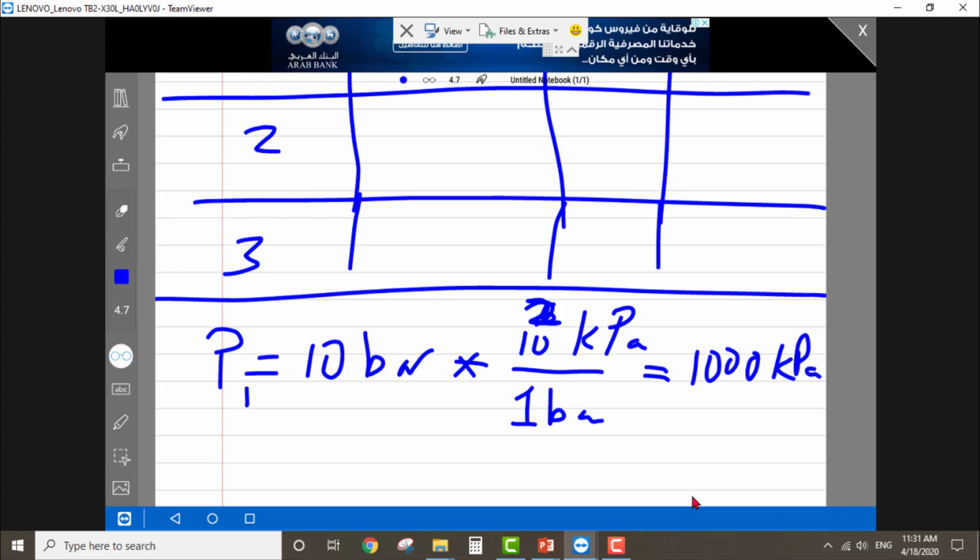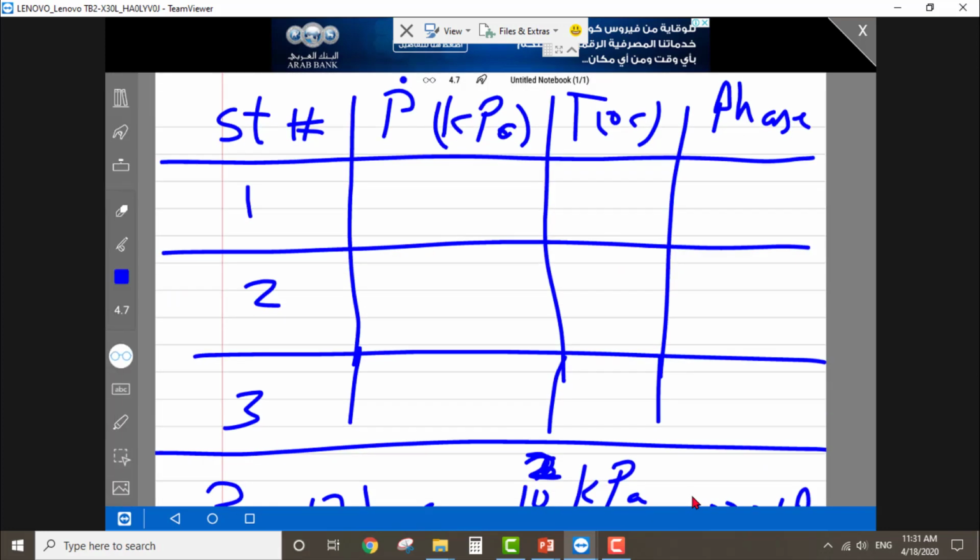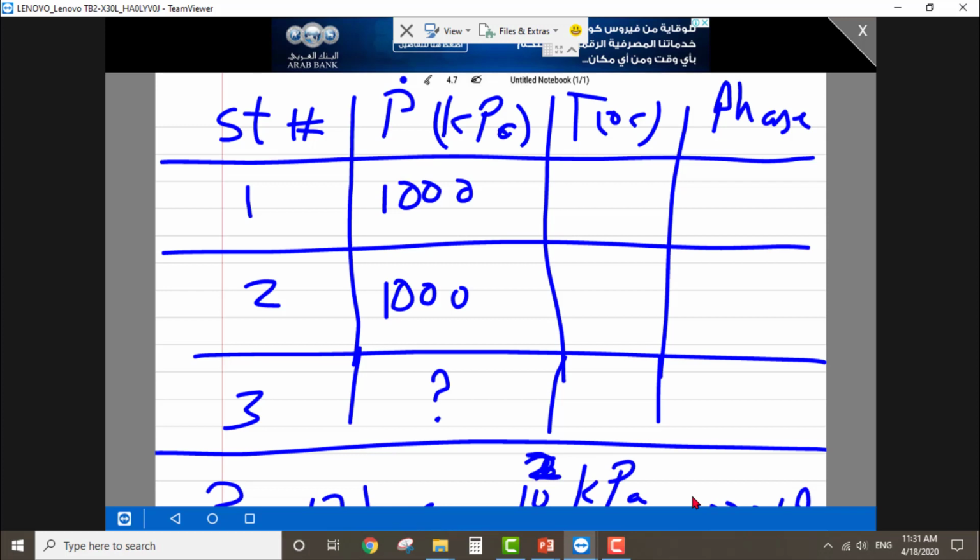Let me go back up and write down that we have here 1,000, and pressure 2 again it is 1,000. Pressure 3 is unknown. The water cooled to 250. So there is no information about the pressure. So what else we have? We have temperature 400.